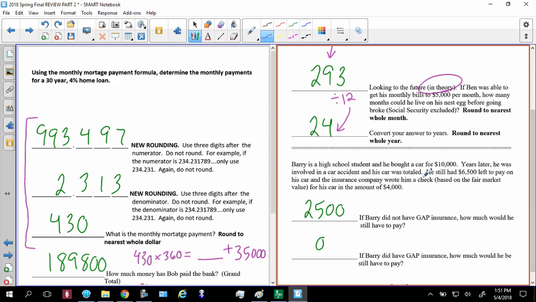Barry's a high school student. He bought a car for $10,000. Years later, he was involved in a car accident and the car was totaled. He still had $6,500 to pay, but the insurance will only give him $4,000. So there's a difference of $2,500. Now, if Barry did not have gap insurance, he would have to pay the entire $2,500. If he did have gap insurance, then he pays nothing. Gap insurance is something that covers the gap between how much the insurance company will give you and how much money you still owe for the car.